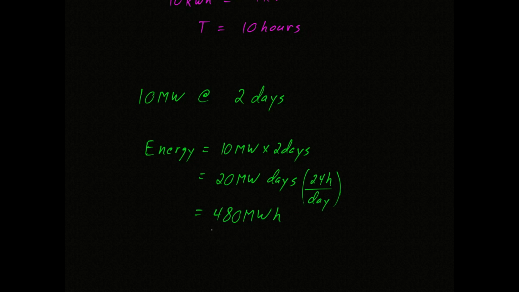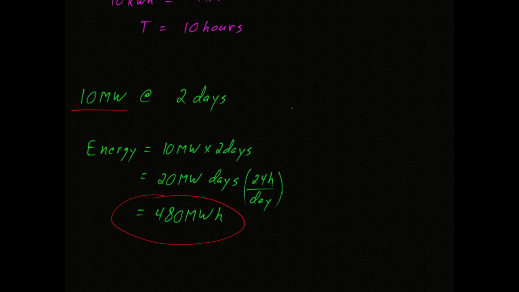Much better. You see, 480 megawatt hours is a description of the amount of energy that is contained in that system. 10 megawatts, on the other hand, is a description of how fast that energy can be released from the system. Let's draw a quick picture to see what we mean.